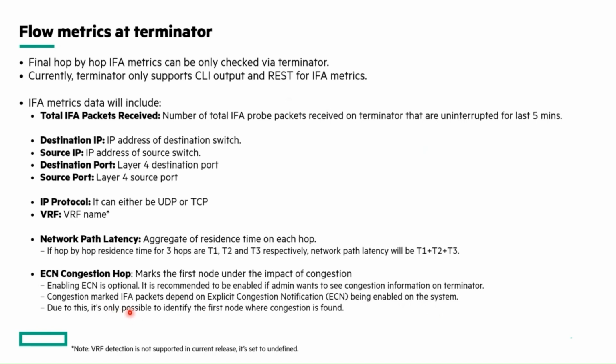Now the congestion-marked IFA packets will depend on ECN being enabled on the system. That's where I was mentioning that ECN is a prerequisite and needs to be enabled if the user wants to see congestion details on the end node. And due to this, it's only possible to identify the first node where congestion is found.